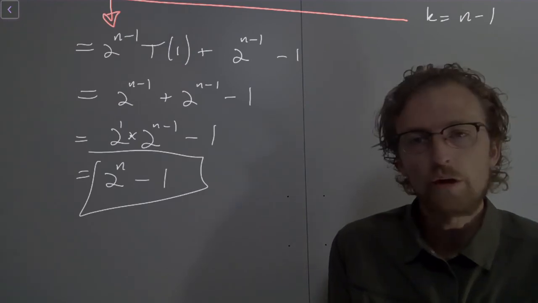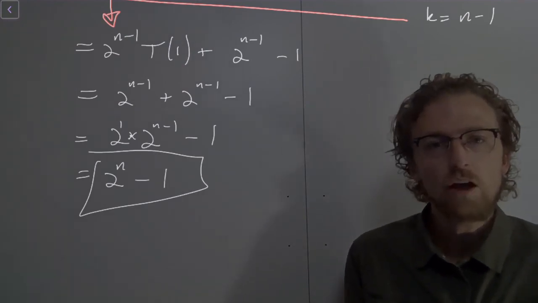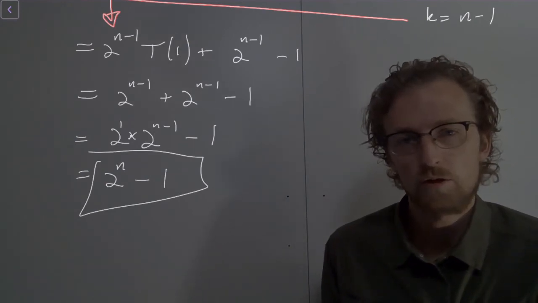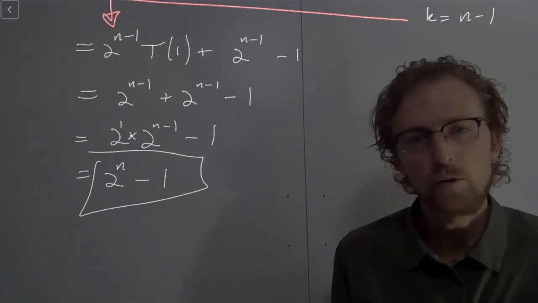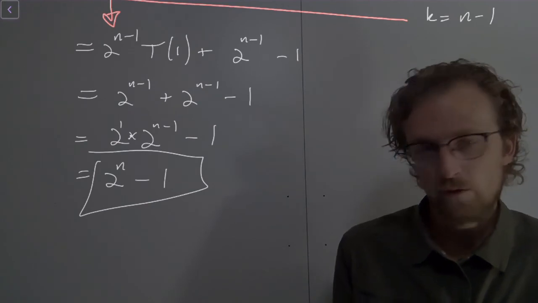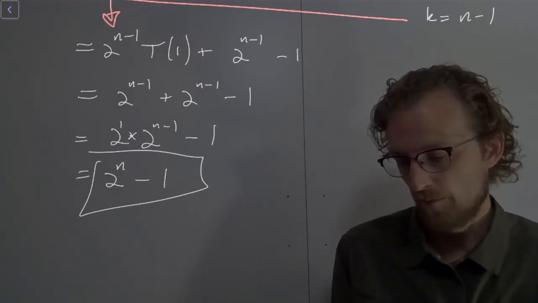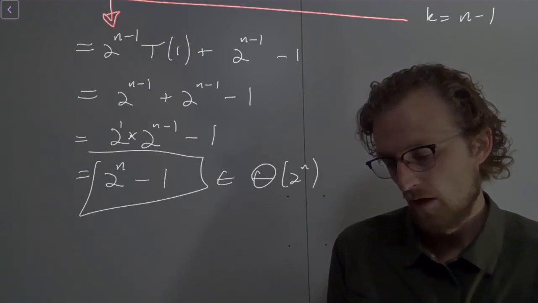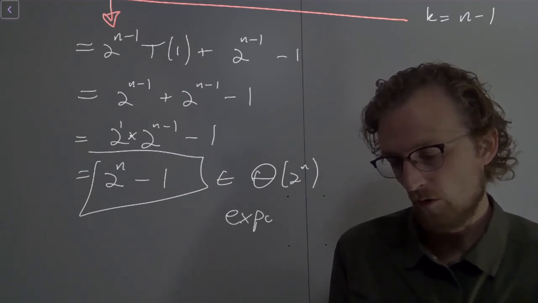Okay, and so sure enough, like our intuition when we did the spit check on the recurrence relation suggested, we have a very slow algorithm. So we require exponentially many moves. So this is big theta of 2 to the n. So exponentially many moves.